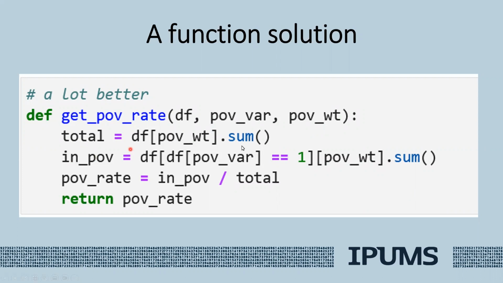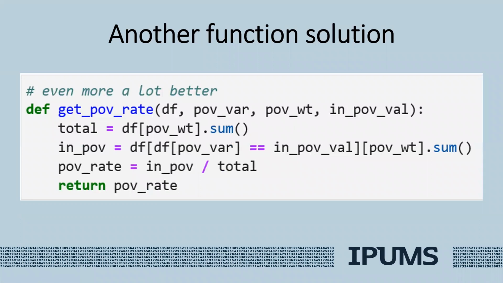So you can see this logic is pretty similar to what we were doing before, summing the values of the weight to get a denominator, summing the value of the weight for those in poverty to get a numerator, and dividing it out, and then the function returns the poverty rate back to us.